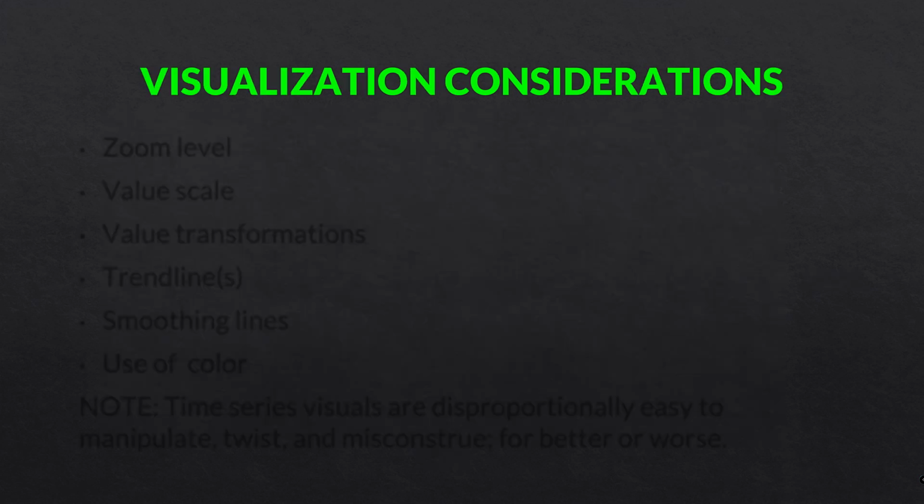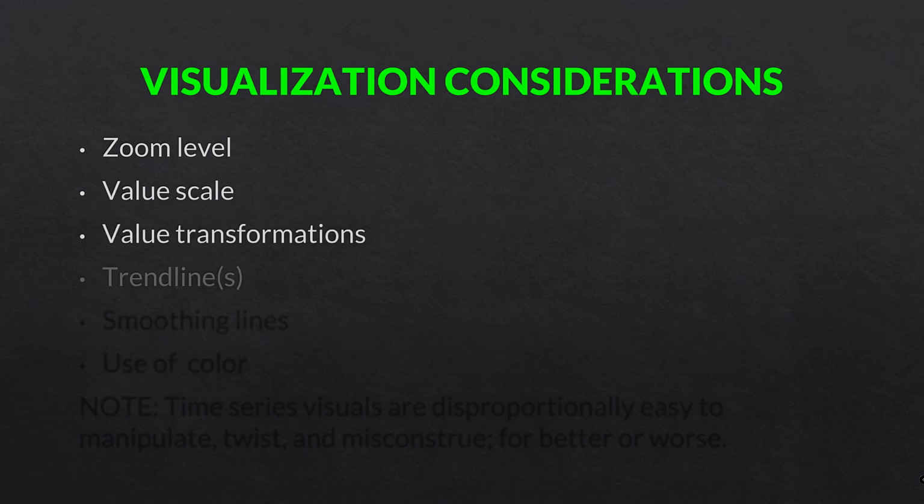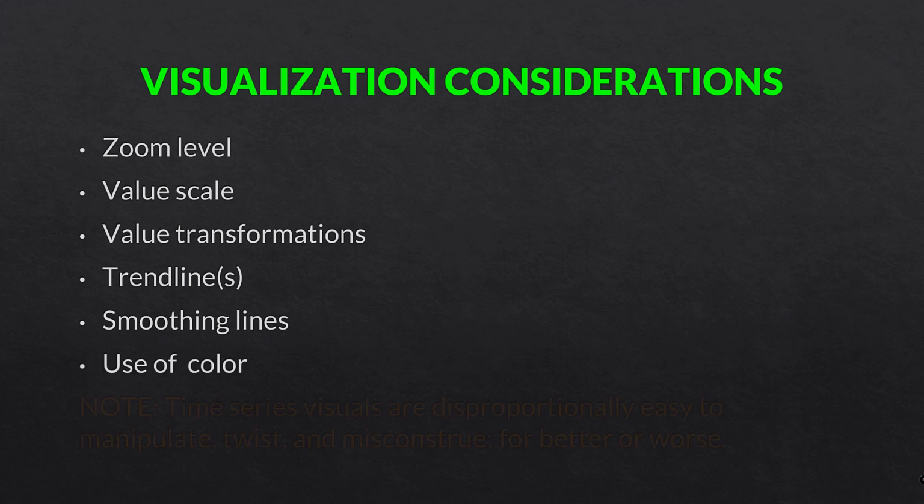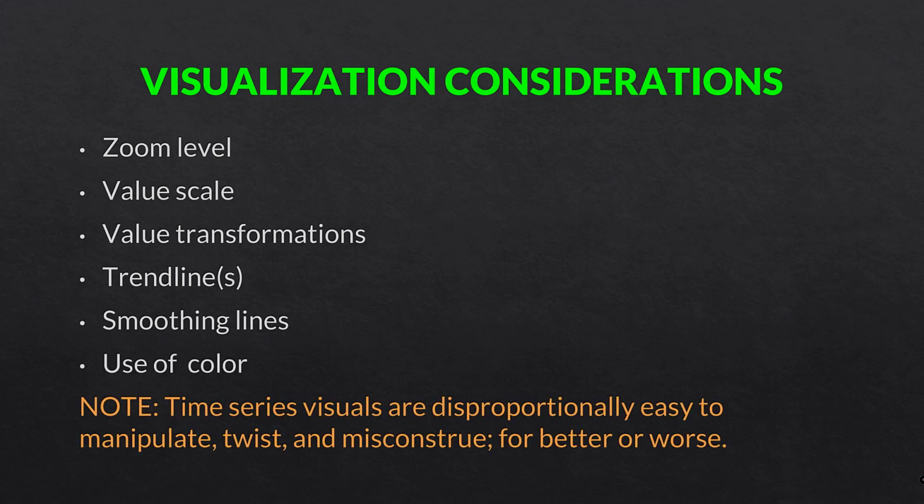Things to consider in your time series plots: zoom level, value scale, value transformations, trend lines, smoothing lines, and use of color. Note that time series visuals are disproportionately easy to manipulate, twist, and misconstrue, for better or worse. So oftentimes you will see visuals that are confusing or outright manipulative in terms of some of these considerations.